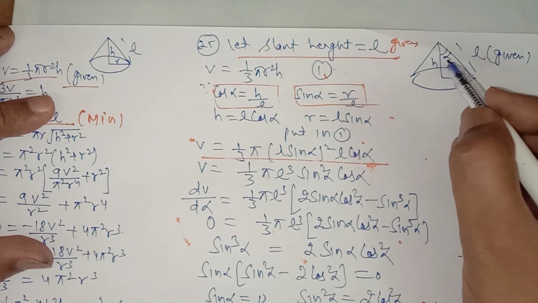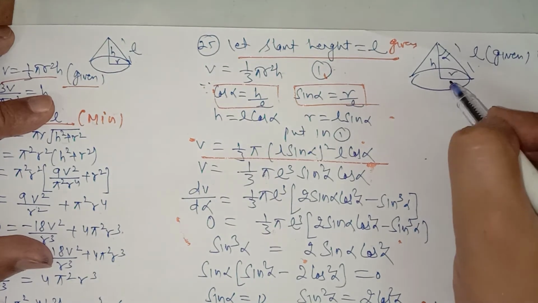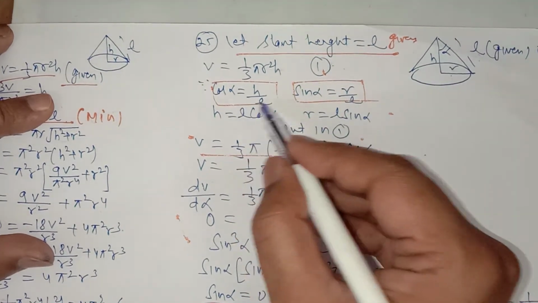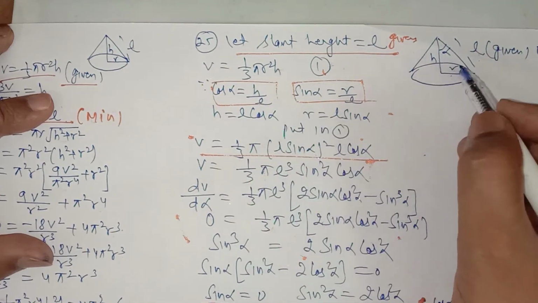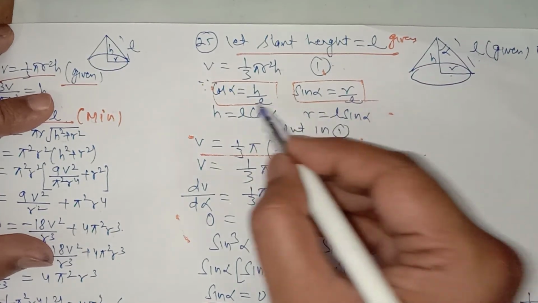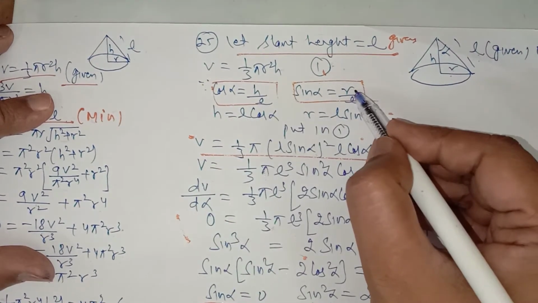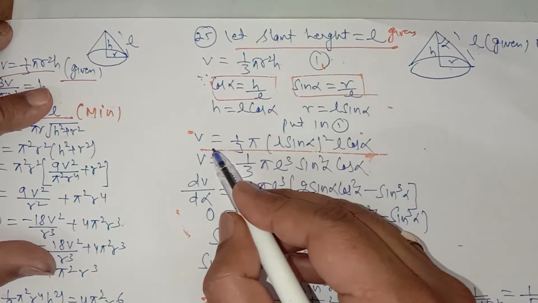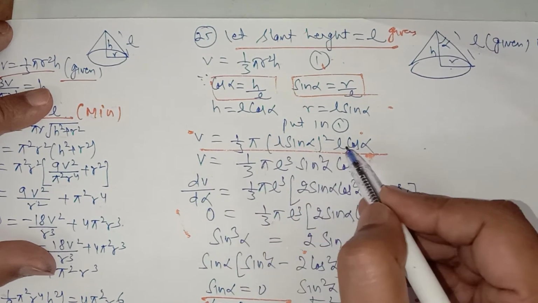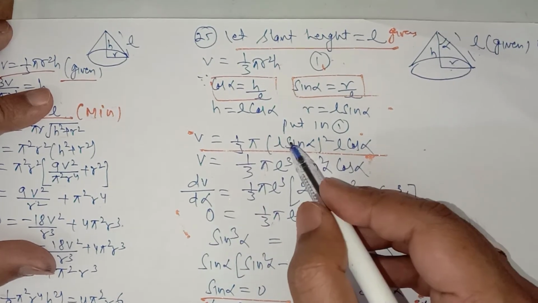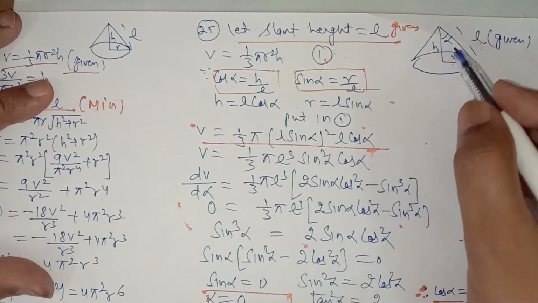To use trigonometry, that is cos alpha is equal to base upon hypotenuse and sin alpha is equal to perpendicular upon hypotenuse. From this, you find the value of h in terms of l and the value of r in terms of l. And in volume, we have 1 upon 3 pi r square into h.